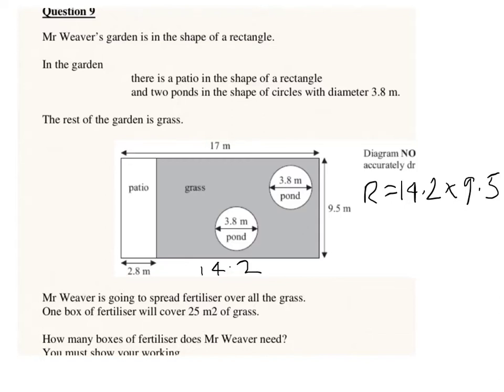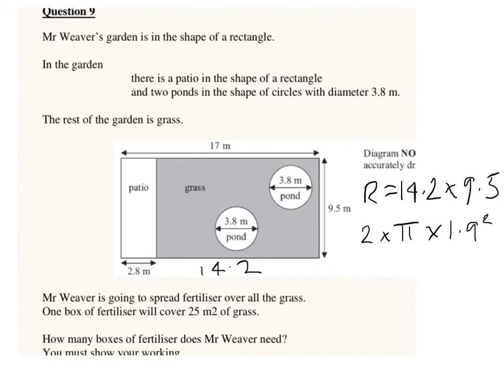Now there's 2 of them, so it's going to be 2 times pi r squared. Now r is the radius. You have not been given the radius, you've been given the diameter. So you need to do that times 1.9 squared, as that is the radius of the circle.